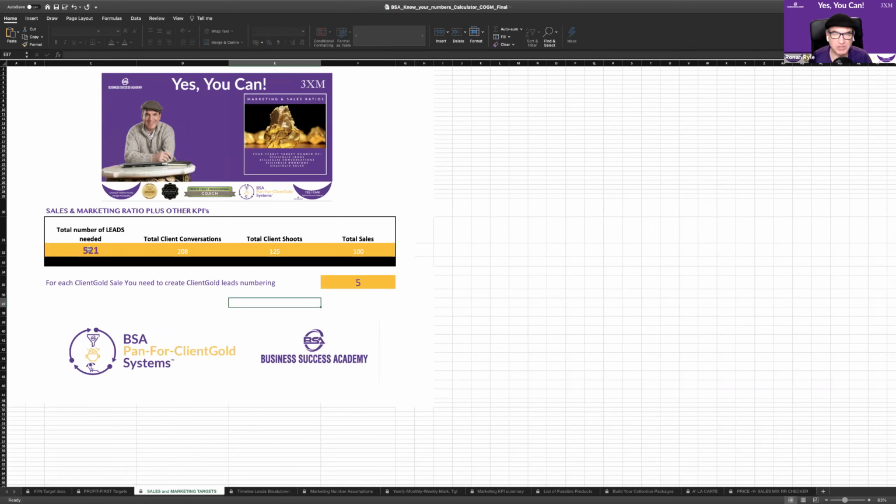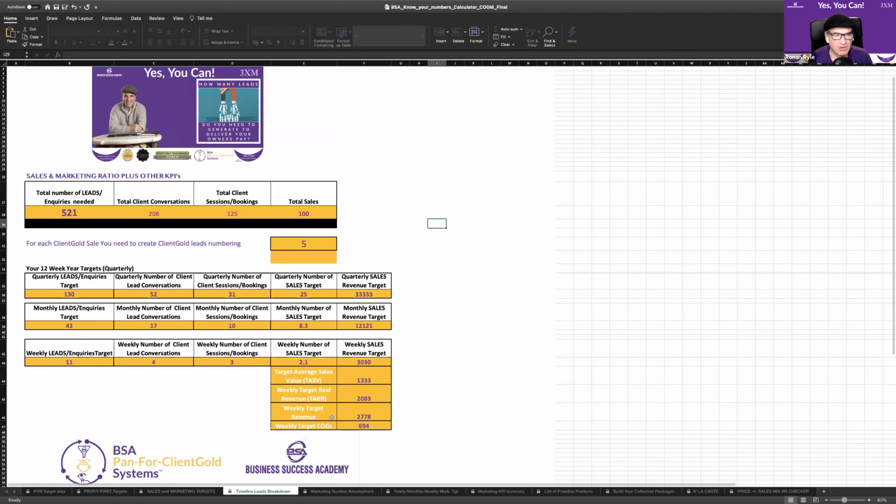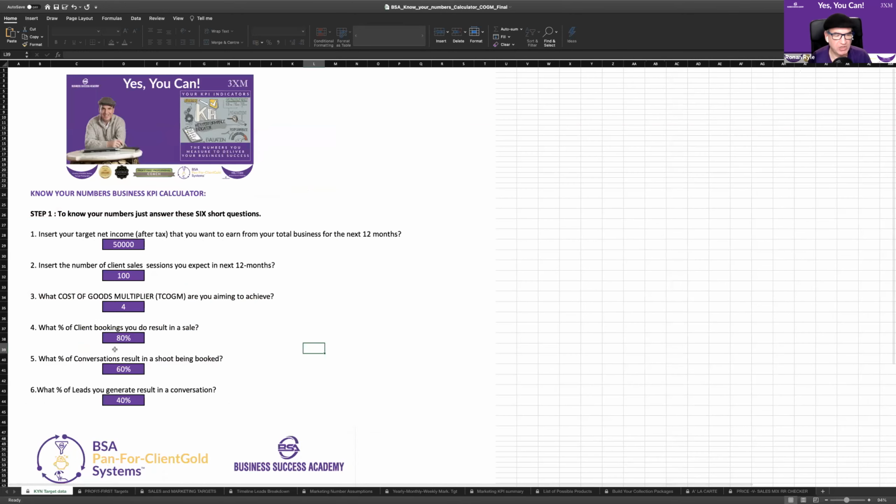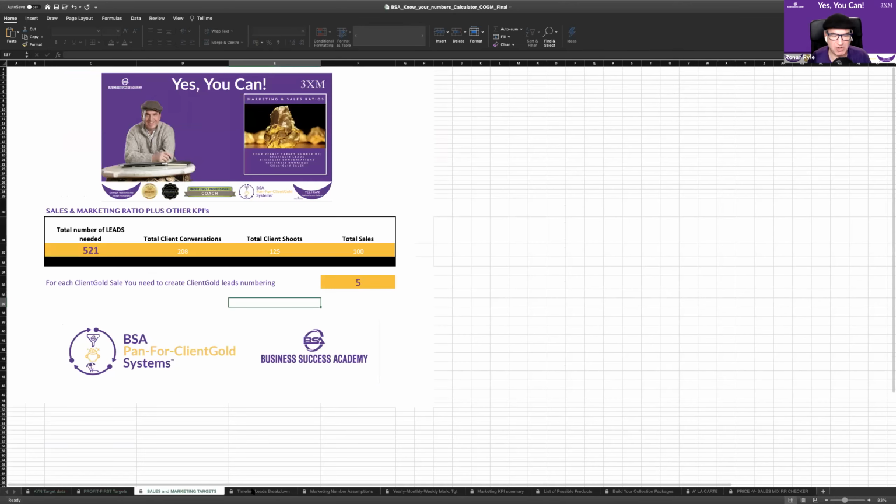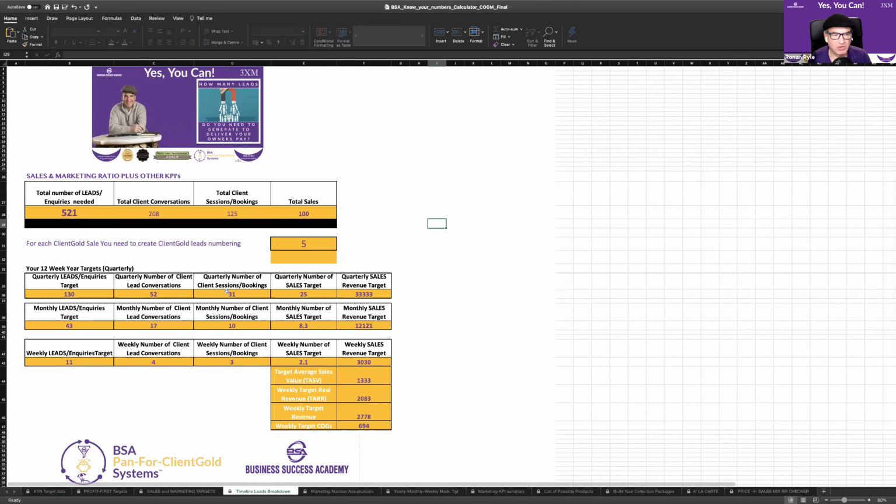So these are all based on your numbers, your assumptions, your data that you've built up over time that you know are your conversion metrics. So then this summary page, and anything in that isn't purple with white, you won't be able to put any figures in there. The calculator is doing all these calculations automatically for you. It's just breaking your marketing targets from a yearly target into a quarterly target, a monthly target, and a weekly target. That's all that's going on there.